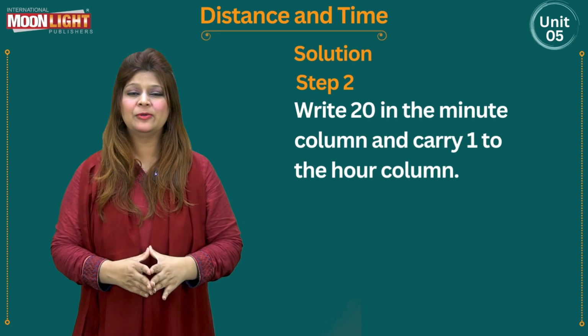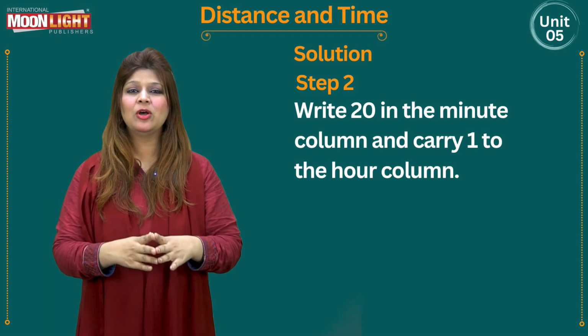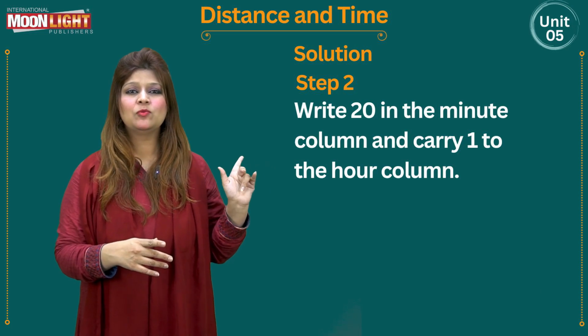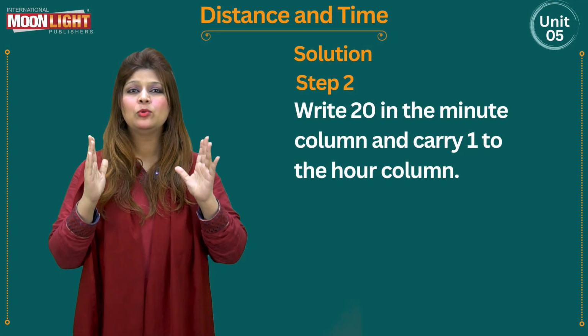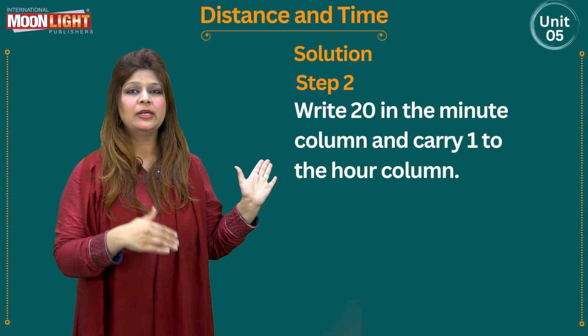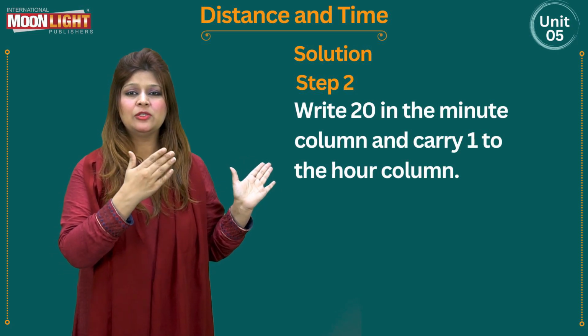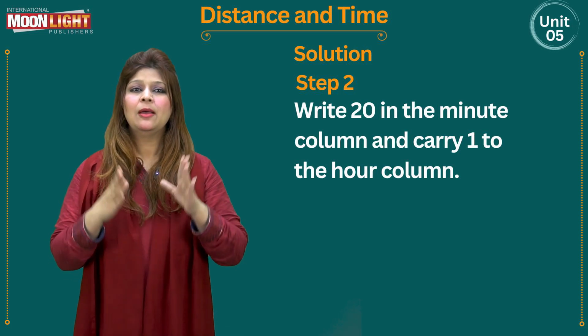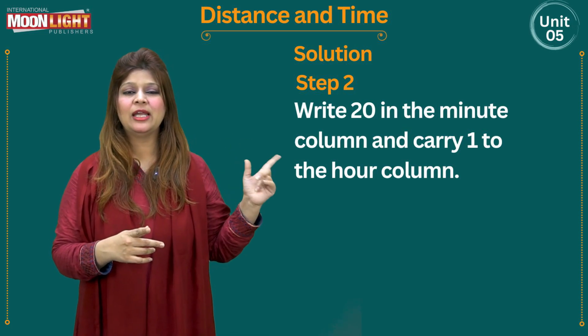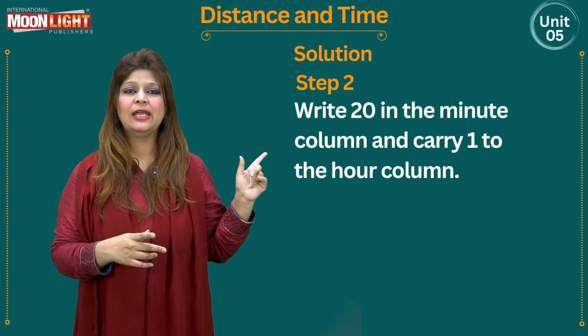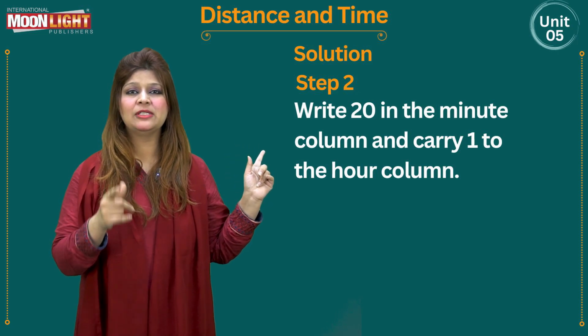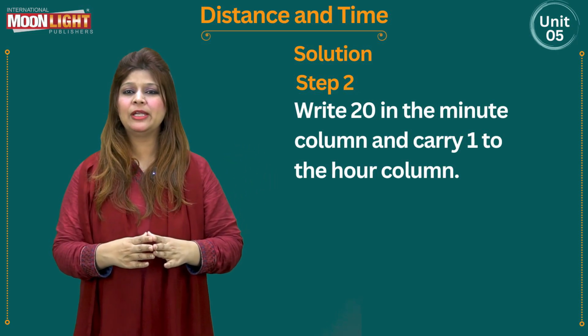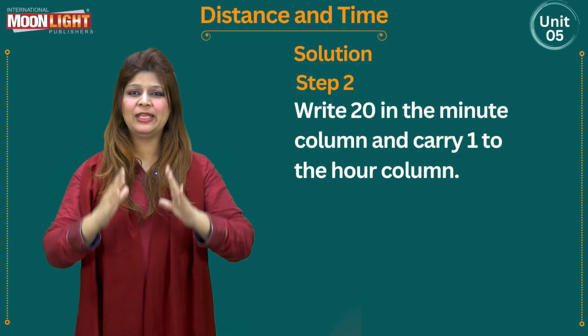So step number 2 is write 20 in the minutes column and carry 1 to the hour. Why? Because I have 1 hour. This means that I have two sections over here, hour and minute section. I have 20 minutes, plus I have 1 hour and 3 hours in the question. So I am going to write it down like this in a vertical way.